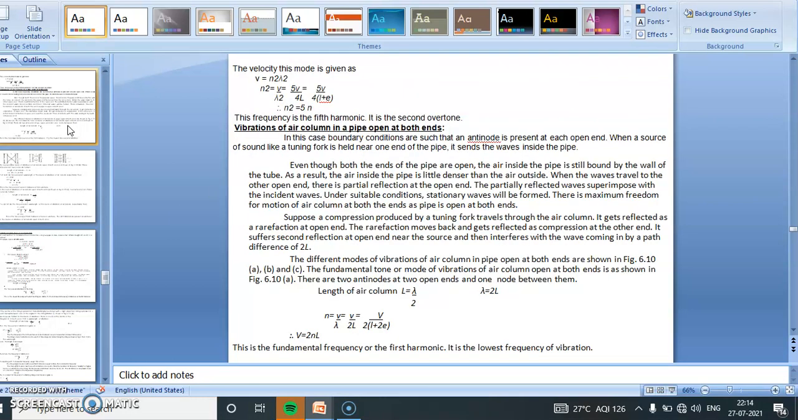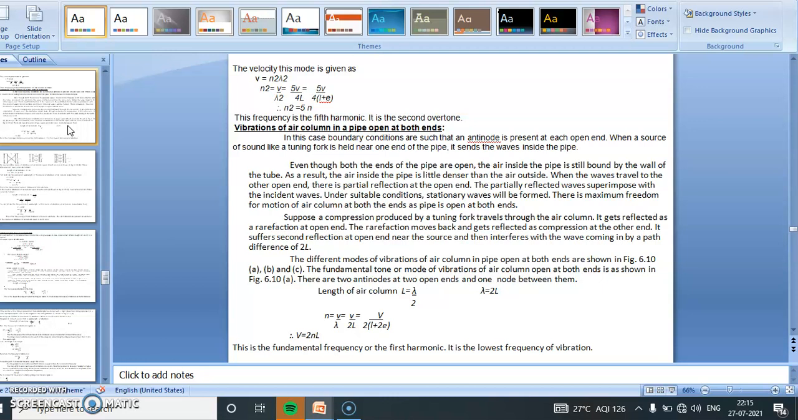Okay. The fundamental tone or mode of vibration of air column open at both ends is shown in figure A. There are two antinodes at the open ends and one node between them. Length of air column for this is capital L equal to lambda by 2, and here we get lambda equal to twice L. Okay, same here, use the relation between the frequency, velocity and wavelength. Then here we get the frequency n equal to v upon lambda, so n is equal to v upon twice L.